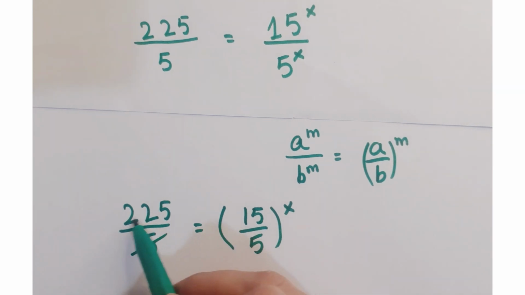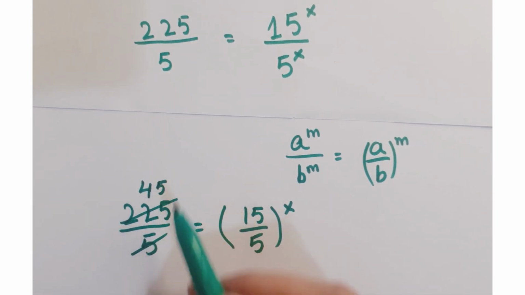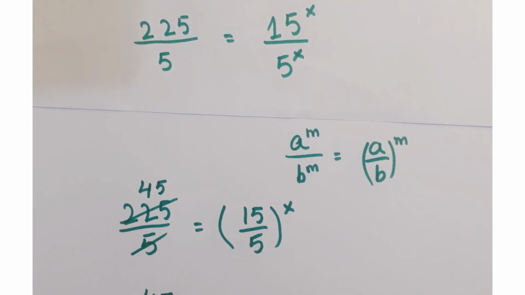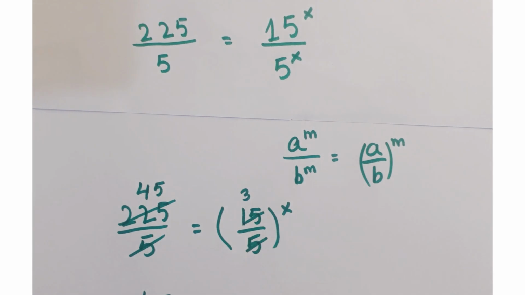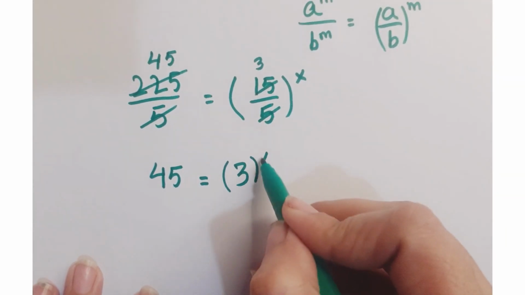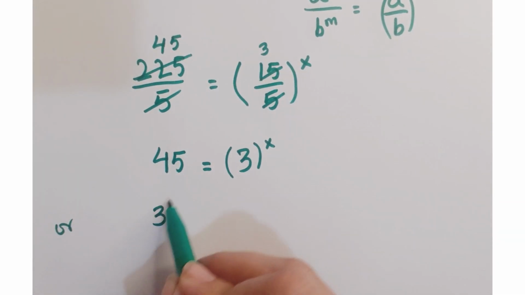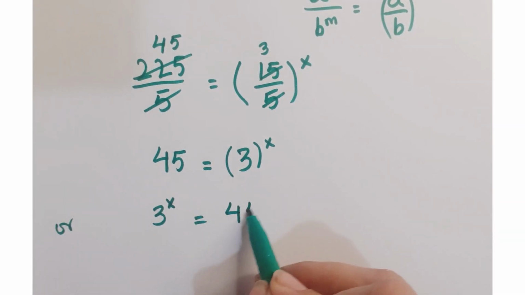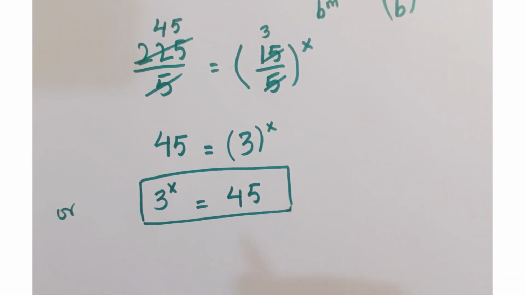Now cancelling with 5 here, you get here 5 4 times and it is 45. So here we have 45 is equal to, this is 5 1 times and 3 times, 3 to the power x, or we can say that 3 to the power x is equal to 45, and this is our required answer.